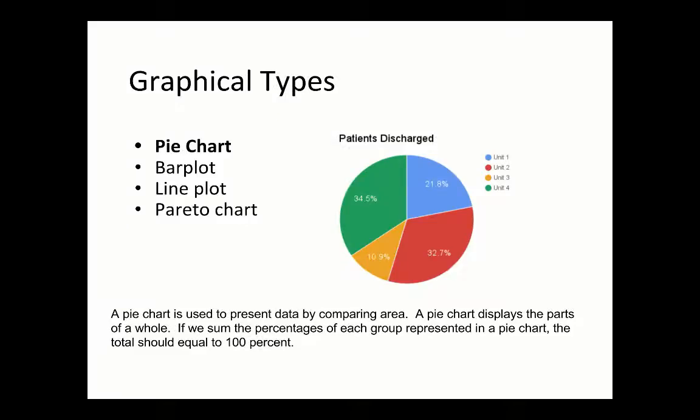A pie chart is used to present data by comparing area. A pie chart displays the parts of a whole. If we sum up the percentages of each group represented in a pie chart, the total should be equal to 100%.